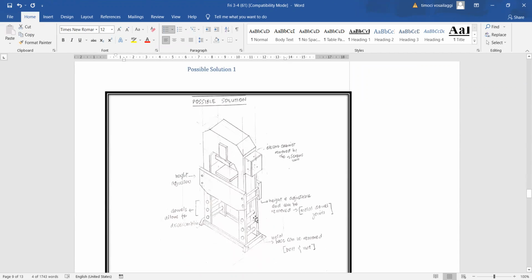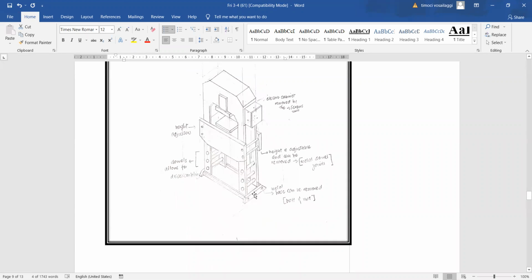Possible solution and evaluation. I was very impressed with your drawings. They're very, very neat. Very well done. I just have a query. Where are the actual hydraulic cylinders in these designs?